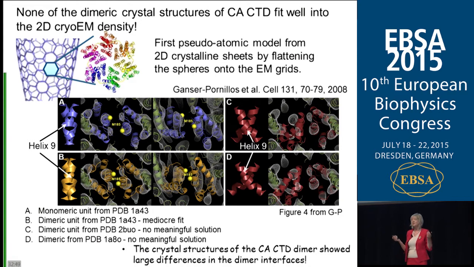The first information that it may be came from a very early cryo-EM study where Barbie Ganser-Pornillos took in vitro assembled capsid, flattened it on a grid, got a cryo-EM map, and tried to fit in the crystal structures that were out in the PDB. And she could fit the N-terminal domain in very easily. It was a good fit. Any of the C-terminal domains out there, the dimers didn't fit. She had to take the dimer apart and fit in the individual units to make a fit.